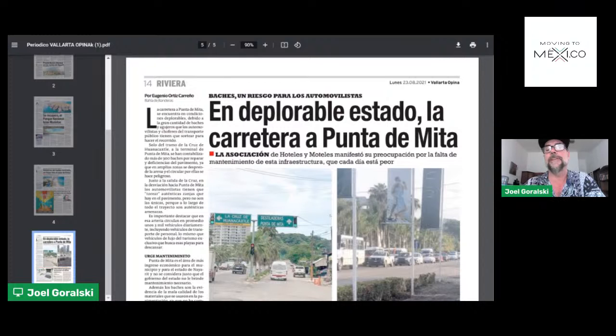So he said, it's basically like the freaking potholes is a complete riesgo, which is a risk, para los automovilistas, the drivers, in its deplorable state, the highway to Punta Ramira, okay? So I'll let you guys read that.